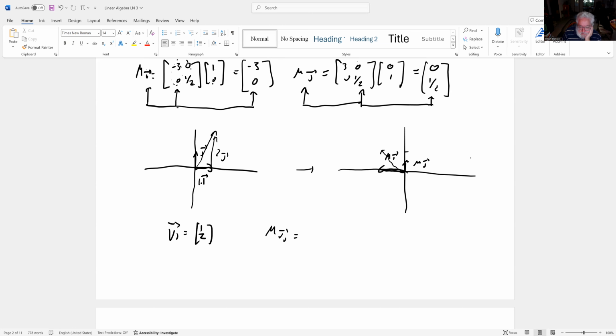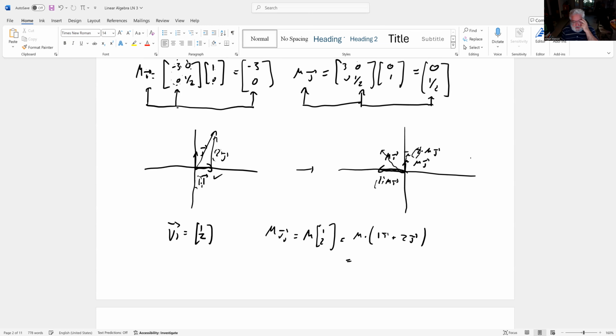But m times v0, you look at that, that's going to be 1 times mi plus 2 times mj. This is a height of 1 and a length of minus 3. And these coefficients are actually the same coefficients that we have over here. That's not a coincidence, because mv0 is m times 1, 2, which is m times the quantity 1 times i plus 2 times j. Right? That's what we figured out over here.